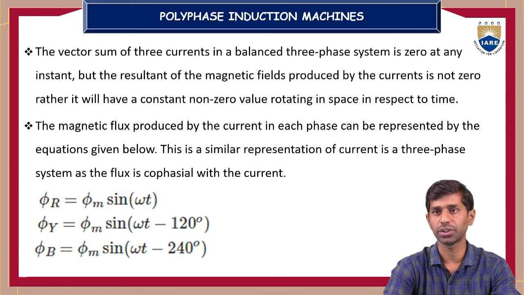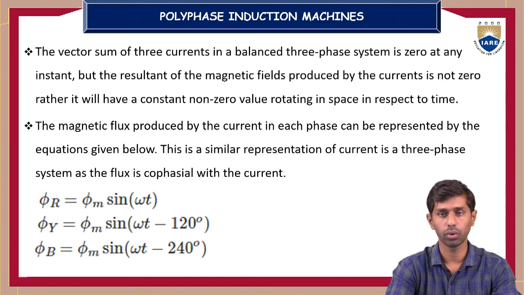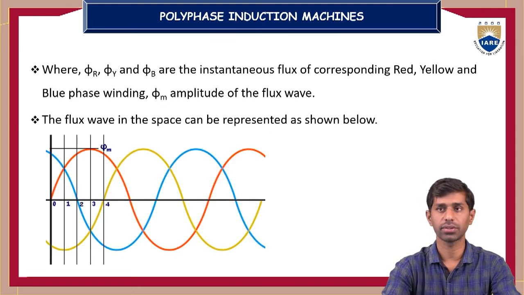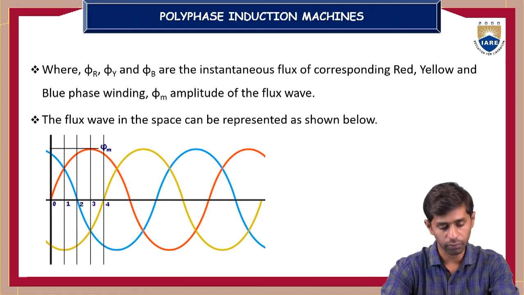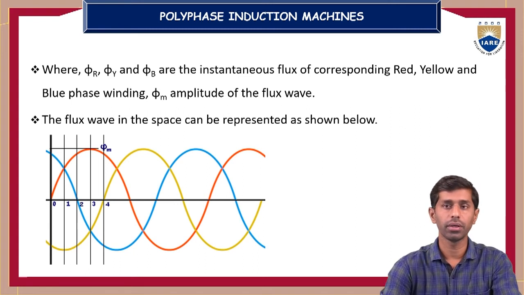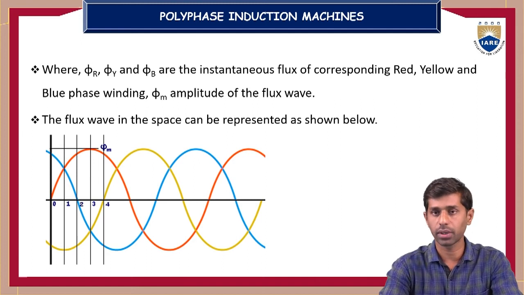This is a similar representation of currents as we discussed in a previous slide in a three-phase system, as the flux is cofacial with the current. So phi r equal to phi m sine omega t, where phi r, phi y and phi b are the instantaneous fluxes of the corresponding R, Y and B phases, and phi m is the amplitude of the flux wave. The flux wave in space can be represented as shown in the figure below with the three different colors, red, yellow and blue.